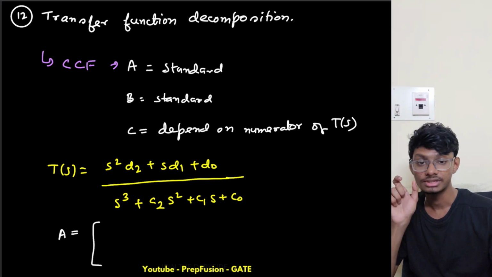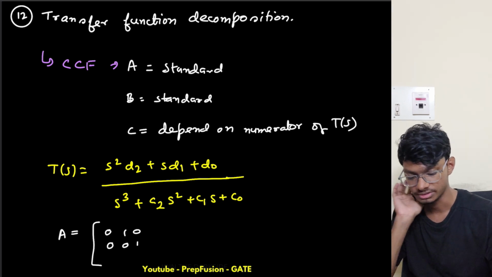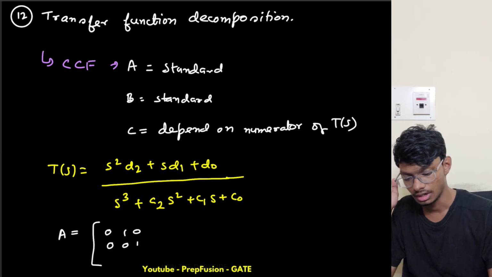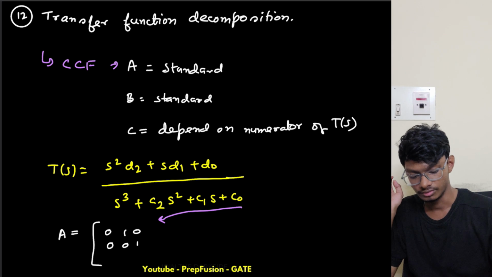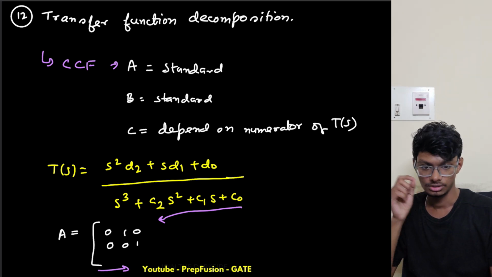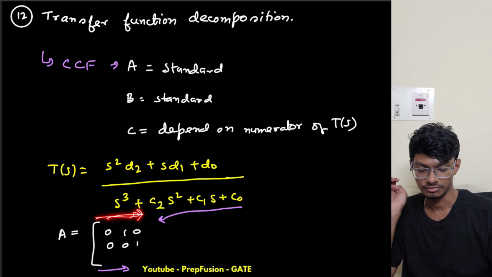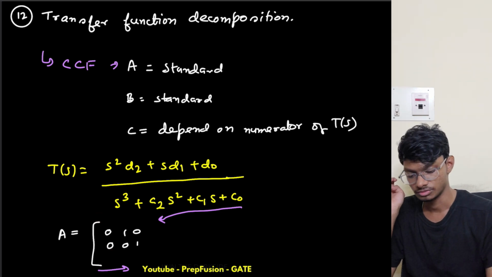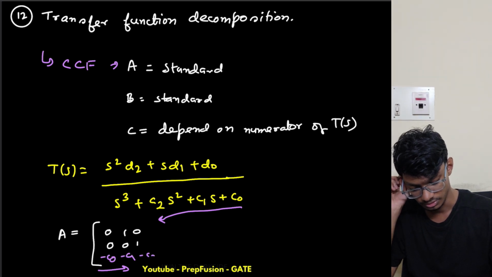A matrix is in this standard form, where the first row will be 0 1 0, the next row will be 0 0 1, and the last row, as the order is 3, I will have a 3 cross 3 matrix. Last row I will start from here to here, but in the opposite direction. The difference will be that all of them will have a negative sign. You can start from here also, but if you start from here, then the direction will interchange here also. So that is the main thing. This will be simply minus c naught, this will be minus c1, and this will be minus c2.